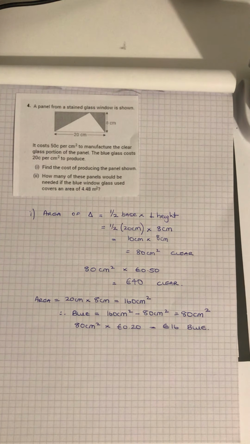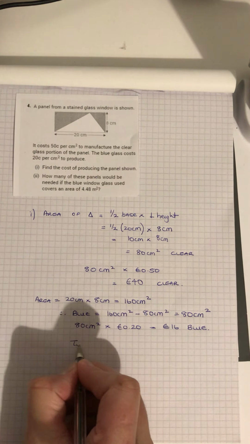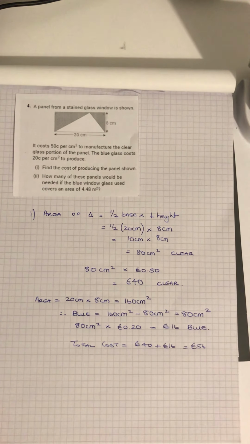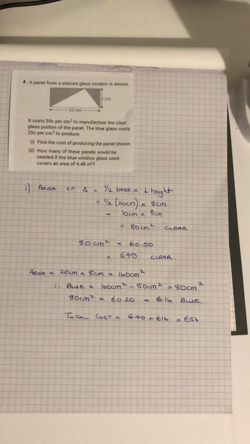So take your time when you're working it out. Now we want to find the total cost. So what's the total cost? It is equal to 40 plus 16, which is equal to €56. So that's the first part of the question complete.